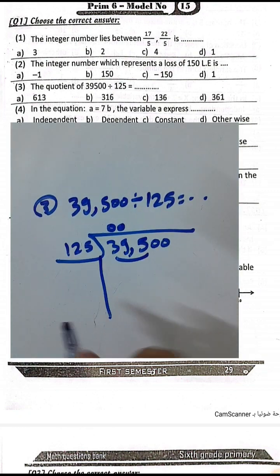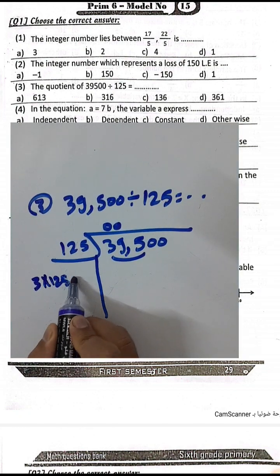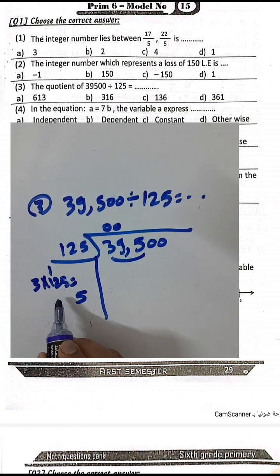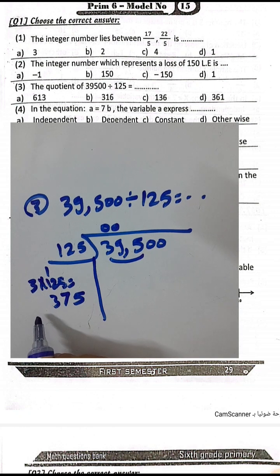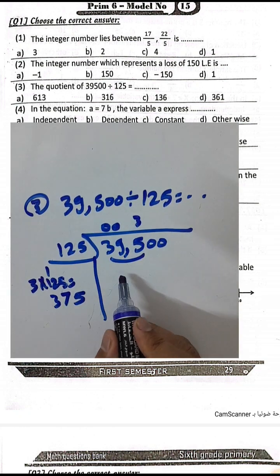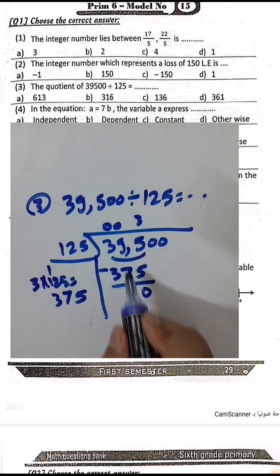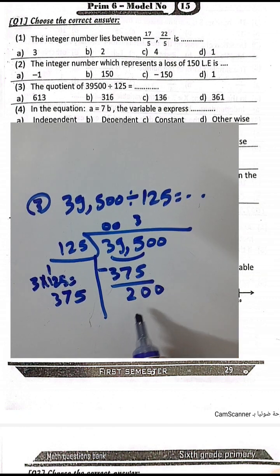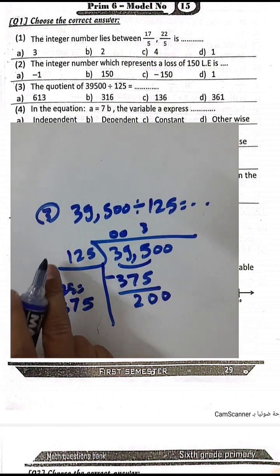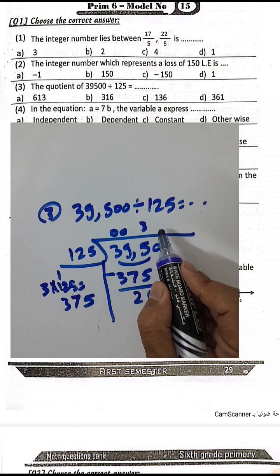3 divided by 1 will be 3. 3 times 125: 3 times 5 equals 15. Write 5 and carry 1. 2 times 3 equals 6 plus 1, 7. 1 times 3 equals 3. Write 375. Find the difference. 5 minus 5 equals 0. 9 minus 7 equals 2. And then drop 0. 200 divided by 125 will be 1.